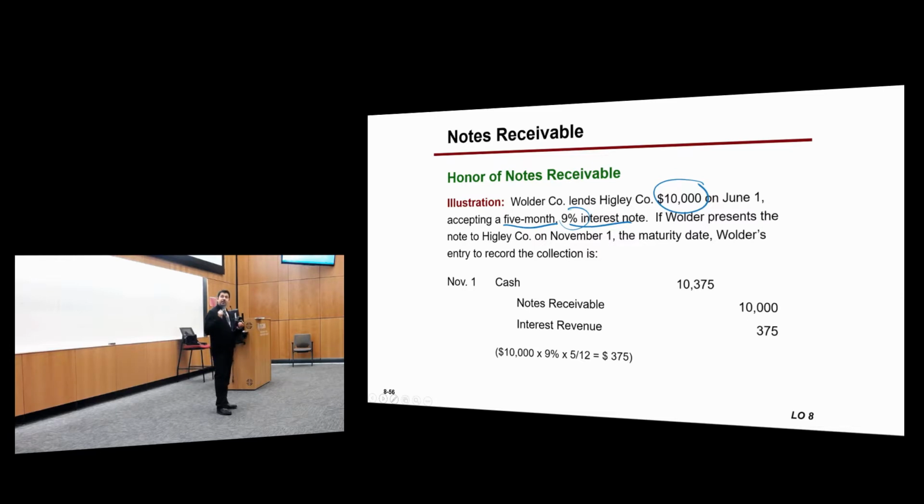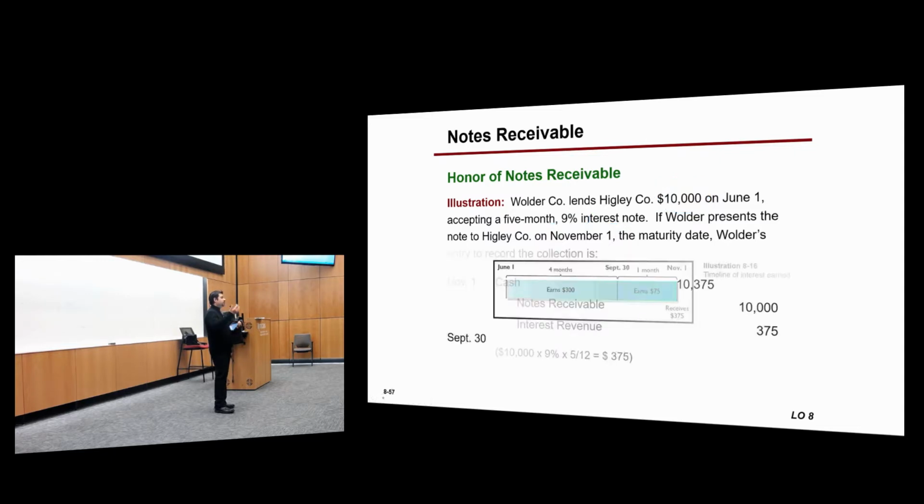mind that this is given that the companies prepare their financial statements at the end of December, because the 375 was paid within the same period. The 5 months of interest were paid within the same accounting period. In certain cases, it's paid after. So in this example, this is the same example.